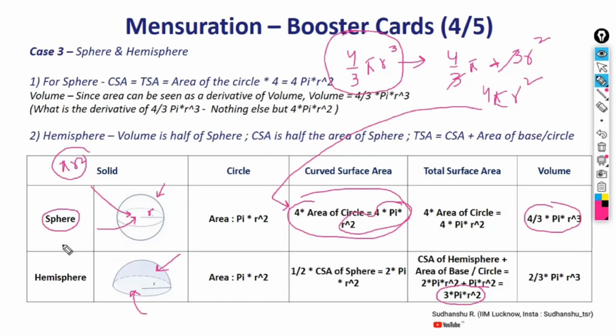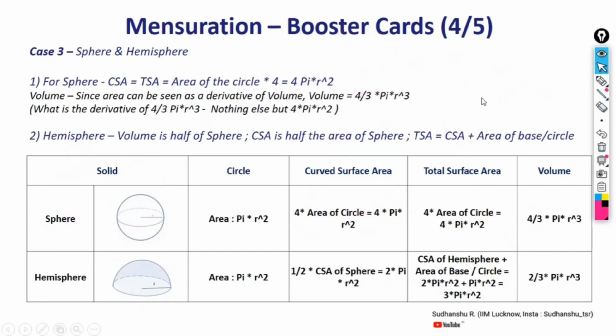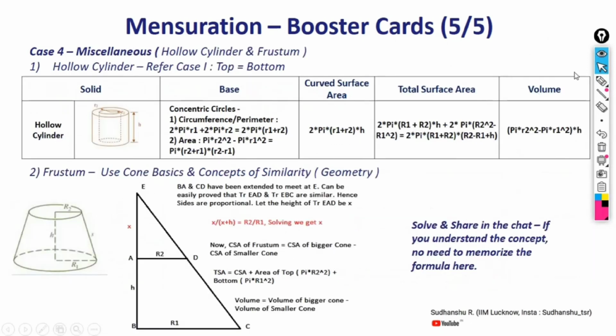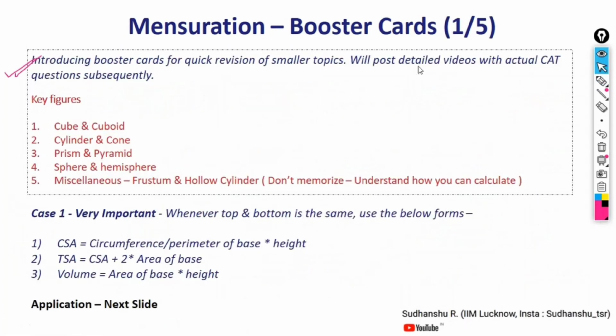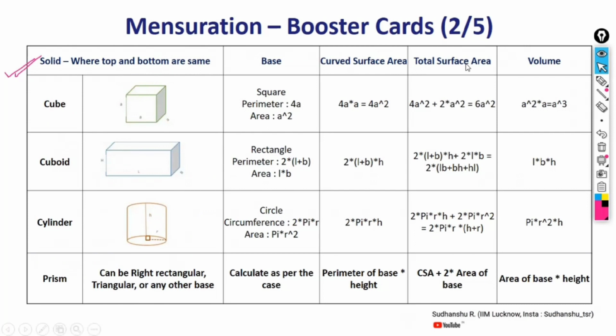Once you know that the volume for a sphere is 4 by 3 pi r cube, the volume for a hemisphere will be nothing but half of it, which is 2 by 3 pi r cube, right? So keep taking screenshots so that you can keep it handy for revision. And finally, if we talk about a hollow cylinder or a frustum, always remember a hollow cylinder is the same as the first case, which is the case where top is equal to bottom. You can use the same case and calculate it.